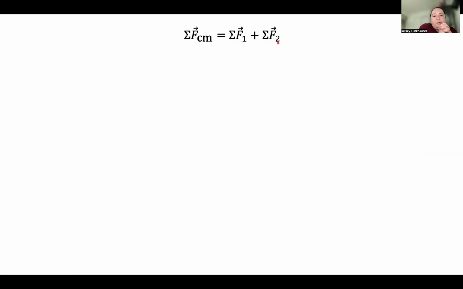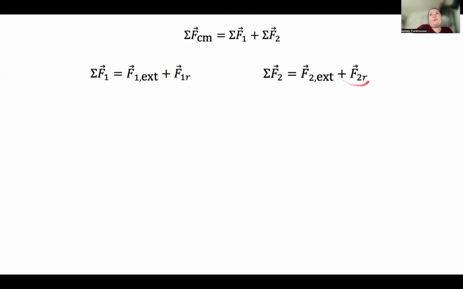But if instead we had a situation where there is a net external force acting on the particles, we can start from the same relationship here. The sum of forces on the center of mass is equal to the sum of forces on 1 plus the sum of forces on 2. So this time the sum of forces equations have two forces acting. We have the force we had before from the rod, and then we also have this external force acting on each of the masses.